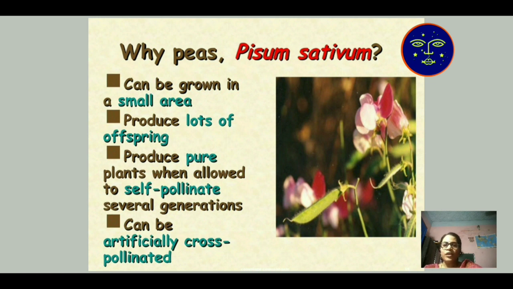Artificially cross-pollinated means if a flower contains only the ovary but not the anther, you collect the anther from a different flower and apply it to the flower which contains only the ovary. So crosses occur. So an artificially cross-pollinated flower also occurs. So Mendel chose this Pisum sativum plant.